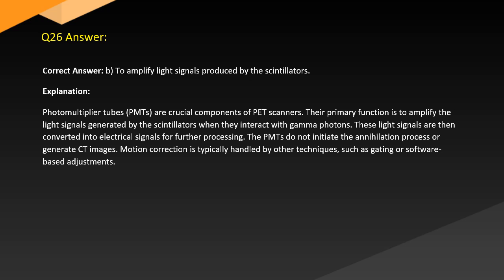Answer. Correct answer: B. To amplify light signals produced by the scintillators. Explanation. Photomultiplier tubes (PMTs) are crucial components of PET scanners. Their primary function is to amplify the light signals generated by the scintillators when they interact with gamma photons. These light signals are then converted into electrical signals for further processing. The PMTs do not initiate the annihilation process or generate images. Motion correction is typically handled by other techniques, such as gating or software-based adjustments.